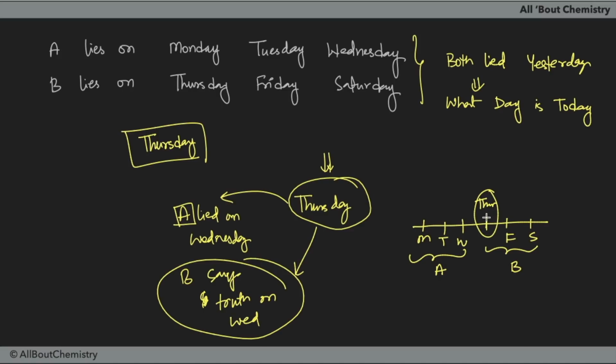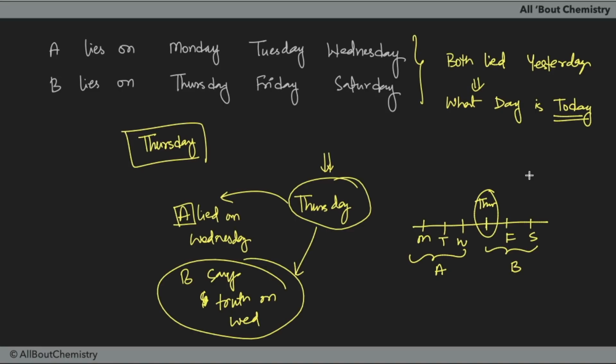About B, so B does not lie on Wednesday. He always talks truth on Wednesday. But today is Thursday, right? And today is what we have to find out. And today only he is telling that yesterday I lied. So he lied about that he lied yesterday.